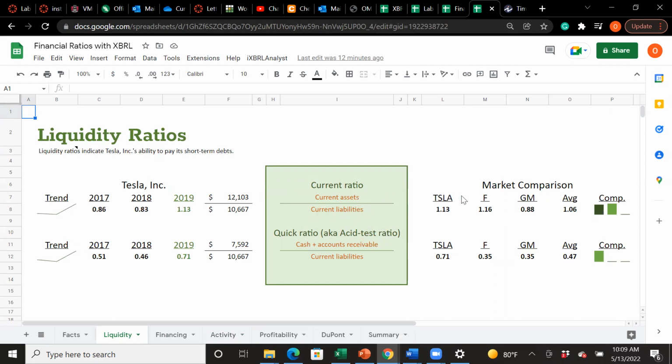Comparing the current ratio, Ford has a higher current ratio, but in the quick ratio, Tesla has nearly double the ratio of Ford and General Motors. So I'd probably say Tesla, just because it is pretty close from Tesla to Ford. It's a 0.03 difference, but the quick ratio is like double that of Ford and General Motors. So I would say Tesla's probably the most liquid out of all three companies.